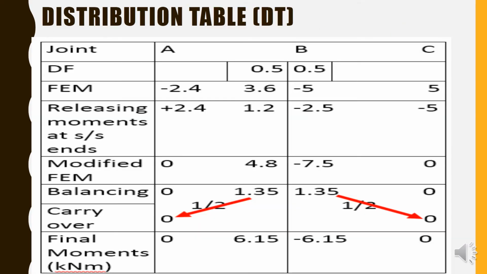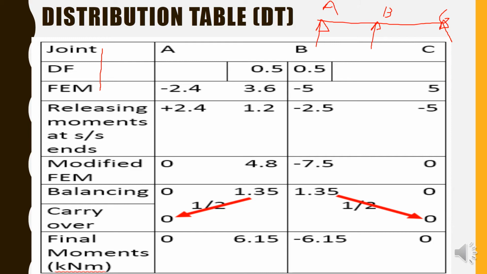Then the last is the distribution table. So these are the six steps that will be involved. The first three steps are: joints, distribution factor, and fixed end moments. Joints: there are a total of 3 joints. If I draw the diagram again, A, B, C. There are 3 joints here, A, B, and C, and all those 3 joints need to be noted down.